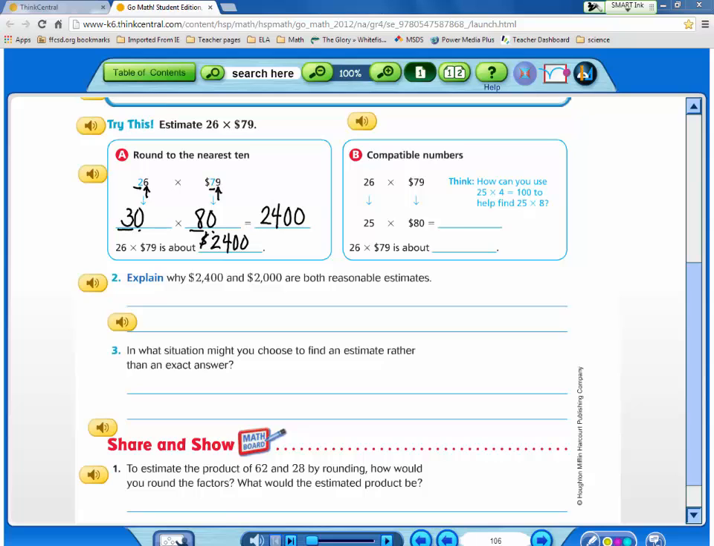Another way to look at it is using compatible numbers. And compatible numbers are just numbers that are easy for us to work with. Many of us work with the number 25, especially when we think about money. So if we take a look at this problem, they said that 26 is close to 25 and that 79 rounds to 80. So if we think about 8 quarters, we would have 200 and then we would add a 0. So this estimate is 2,000. It's just another way to look at estimating instead of using rounding, although most of you will probably use the rounding method as you work on your schoolwork.